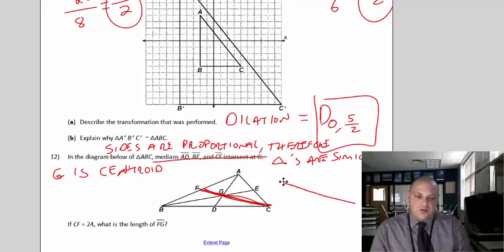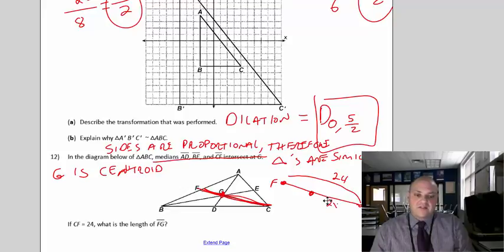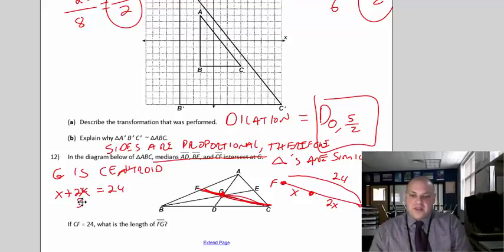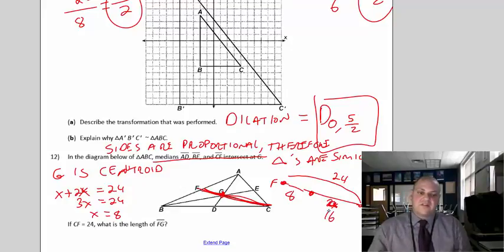I'm just going to pull that out here. We have CF. We know the whole thing is 24. And we know that the bigger piece is 2 times the smaller piece when we have a centroid. So this is 2x and this is x. So x plus 2x equals 24. 3x equals 24. x equals 8. So I know that the smaller piece is 8, and the larger piece is 16.